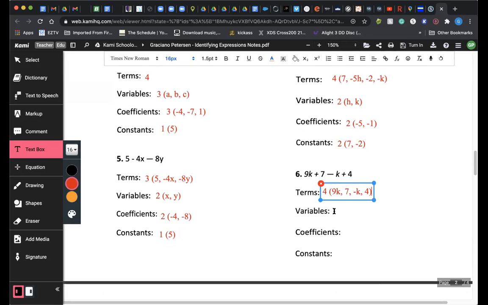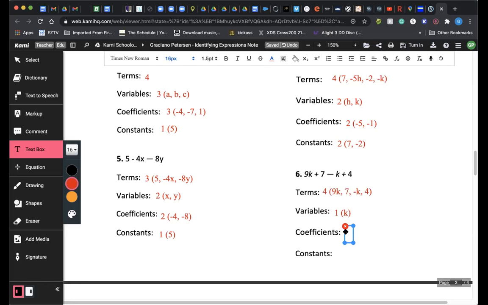Okay, what are my variables? How many do I have? 2. What are my 2 variables? 9K, K. So then how many variables do I have? Oh, it's only one. One variable, and it's K. Same thing.